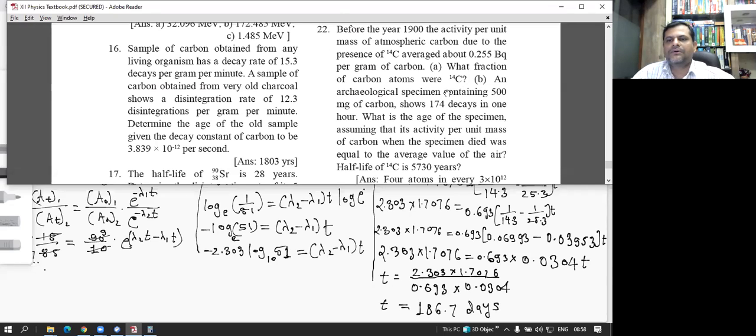And the second question is asked in the same way. An archaeologist specimen containing 500 milligram of carbon shows 174 decays in 1 hour. Then what is the age of that specimen? Assuming that its activity per unit mass of carbon when the specimen died was equal to the average value of the air. And also it's given that the half-life of carbon 14 is 5730 years.